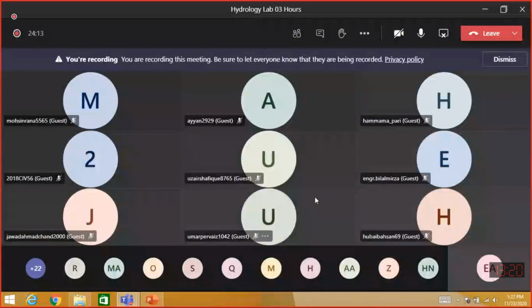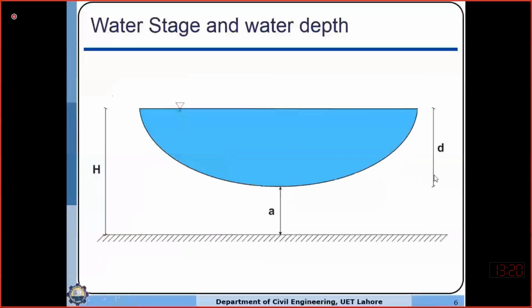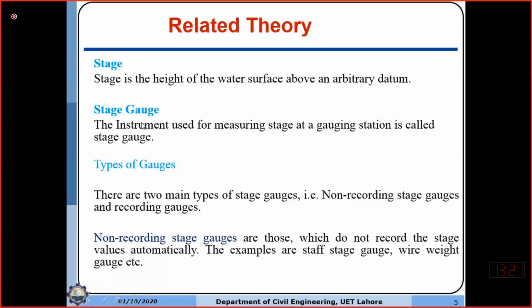So I hope you are clear with this stage and depth now. For example, for a river, the depth is 5 meter and the stage is 100 meter. So what does it mean? That stage is with respect to a datum which is 95 meter below the bottom of the channel, and depth is actually the water depth within the channel from the channel bed up to the surface of water. So this is the difference between stage and depth.